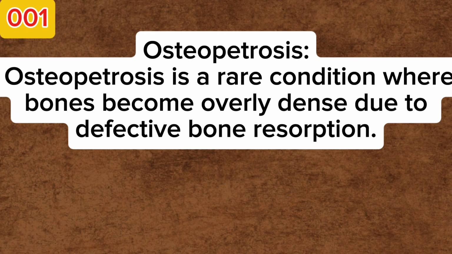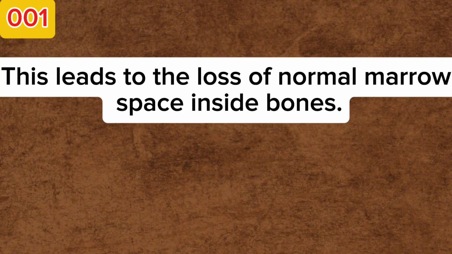Osteopetrosis. Osteopetrosis is a rare condition where bones become overly dense due to defective bone resorption. This leads to the loss of normal marrow space inside bones.